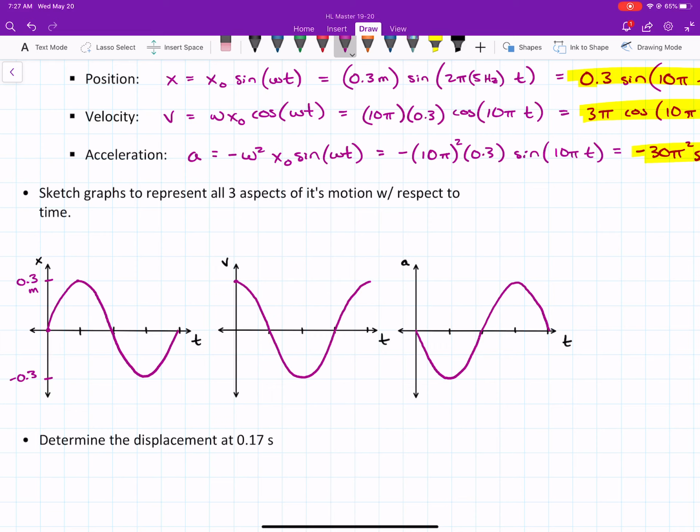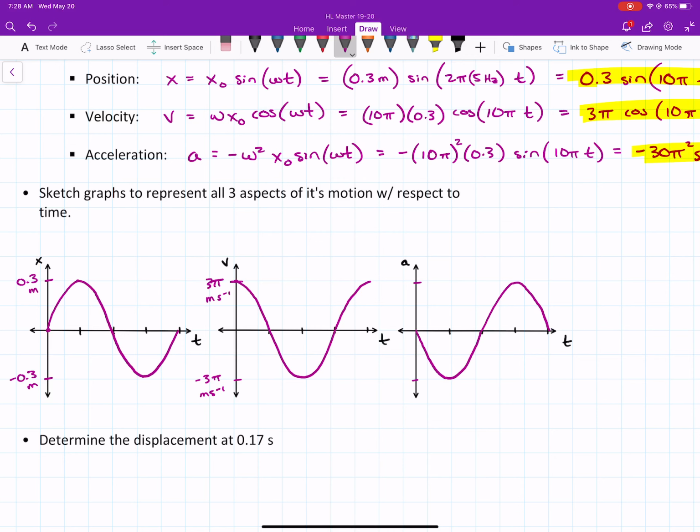We should also put units on those because position is in meters. Our maximum velocity up here is going to be 3 pi, and then this is going to be negative 3 pi. And if we're putting units, that would be meters per second. We could also label this on the axis label instead of putting it on the individual values. And then the acceleration, same thing. We have a maximum, a minimum.